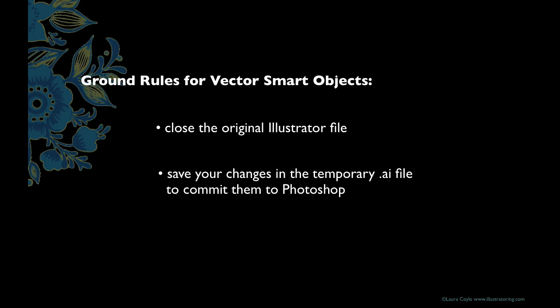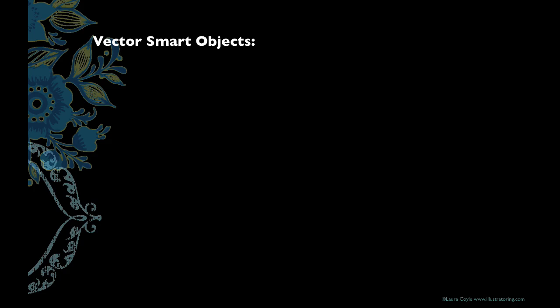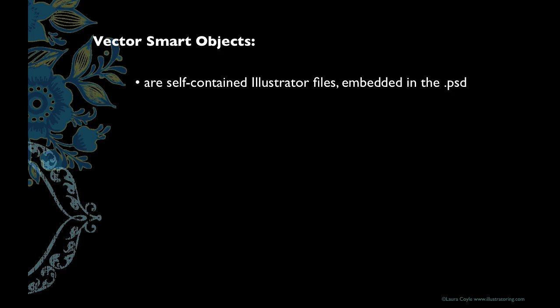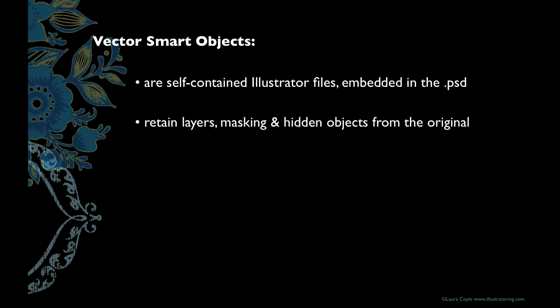And here are some more facts about Vector Smart Objects. Vector Smart Objects are self-contained Illustrator files embedded in the Photoshop document. They aren't saved as separate Illustrator files that you can find on your hard drive. They actually live inside the Photoshop document. When you drag or paste Illustrator objects into Photoshop, the Vector Smart Object created retains the structure of the original Illustrator file. So that Vector Smart Object .ai file retains the layers, masks, hidden objects, all of those things from the original.